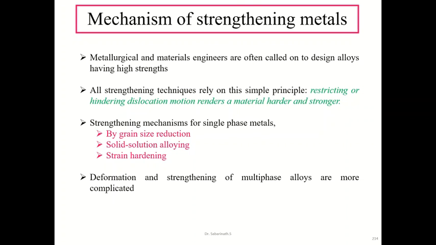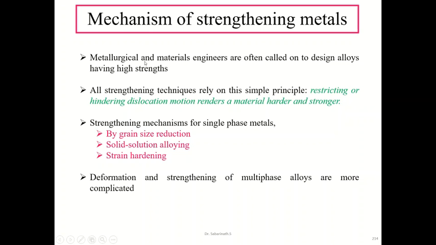Welcome back. Today we are going to discuss strengthening mechanisms of metals. In previous lectures we understood that the movement of dislocations causes deformation. So if by some mechanism we can make dislocation motion difficult, we can increase the strength of the material. Which means that by doing something in the material we can increase its strength.